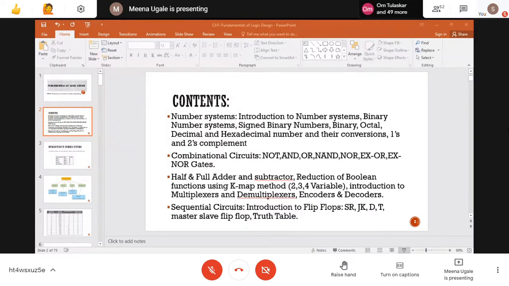I hope last time I told you to keep your notebook, pen, and calculator with you. So if you have not taken it, please take it with you, because we are going to solve some examples here, so you will be needing your calculator also.